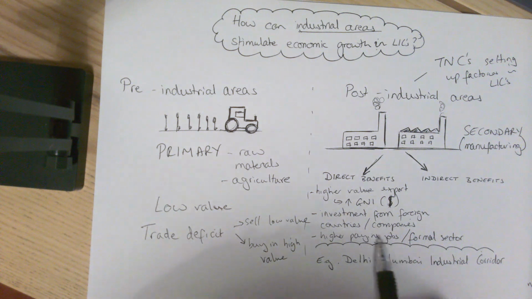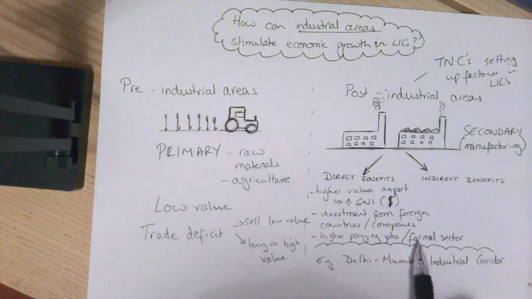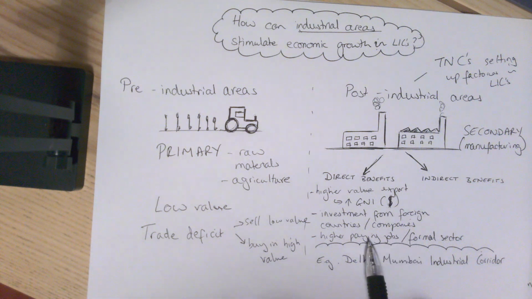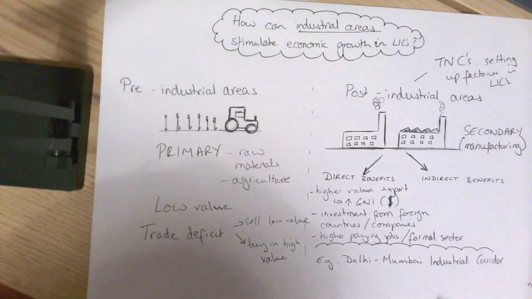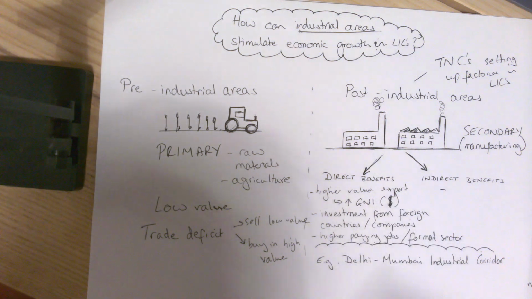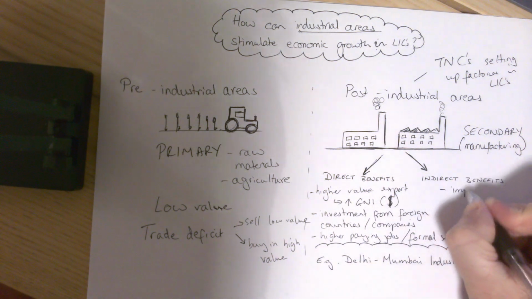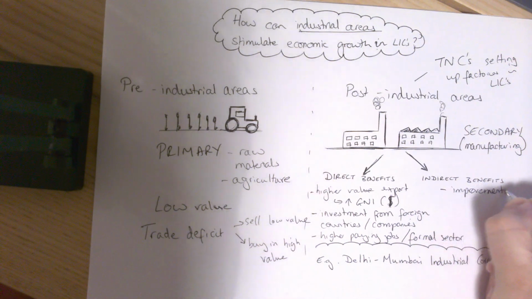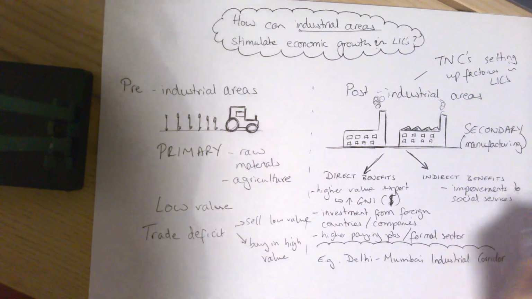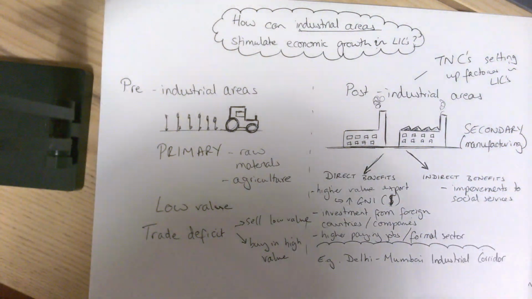But also, higher paying jobs in the formal sector are going to pay more tax to the government. As a result of that more tax going into the government, they're going to be able to spend that money improving things such as their healthcare and education services. So this is when we get into our indirect benefits. Because our government now has more money, because it's selling more valuable exports and it's getting more tax income, they're going to be able to make improvements to their social services. So things like their education and their healthcare is going to improve.